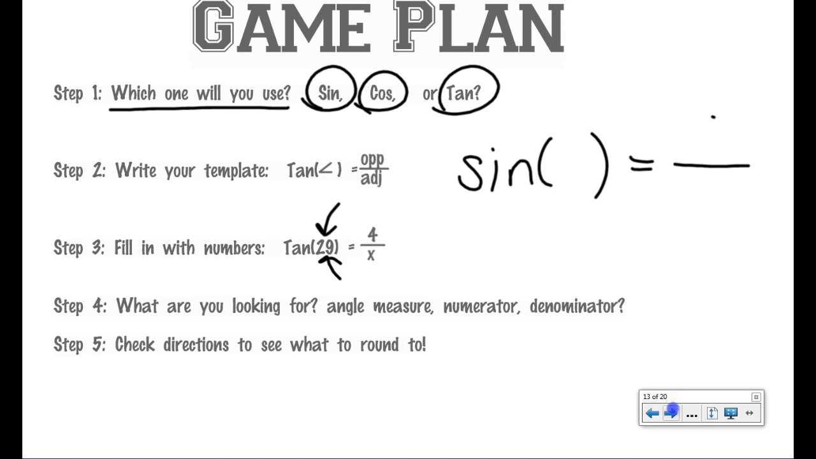And then you need to decide, where is x? What are you looking for? If you're really lost, just skip this part. Where's x? It's either in the angle, the numerator, or the denominator. And then you need to see what to round to at the very end. So when you're given a problem, those are the steps you're going to take every time. As you get faster at this, you'll be able to go through these steps really quickly. But while you're still learning, those training wheels are still on, so you still have to go through each step until you're really good at it.